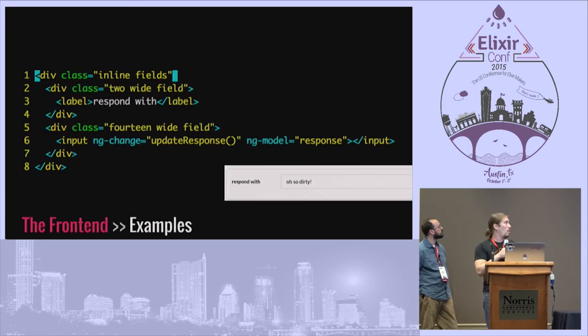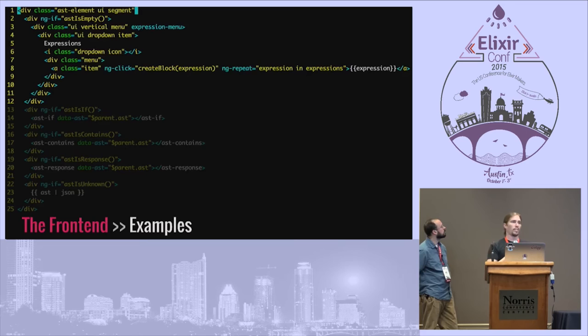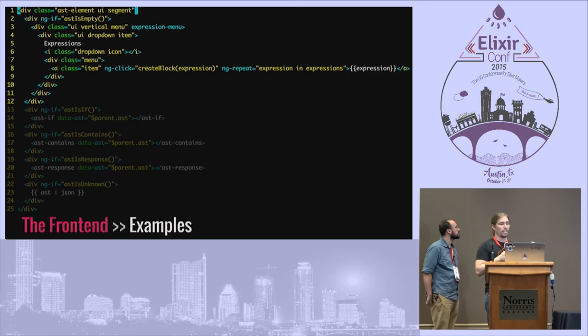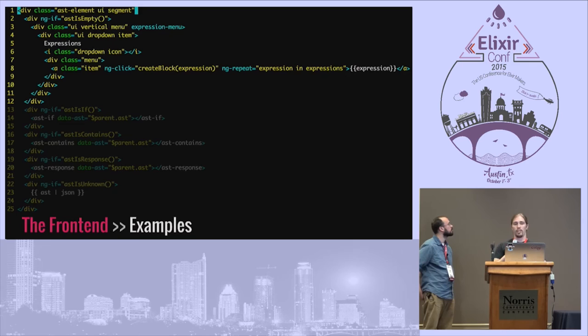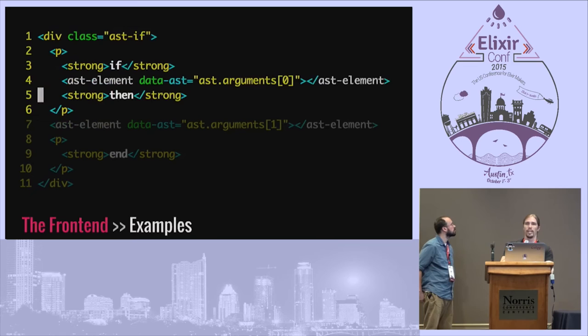So I want to go back here one more time just to reiterate what's happening. This is our AST element template. We're using the directive names like AST empty, AST if, AST contains, and AST response to pattern match based on the NGF before each directive. So it will render its template based on the type of expression that the AST node represents. And the AST if directive just calls the original AST element to keep nesting and doing our pattern matching process.